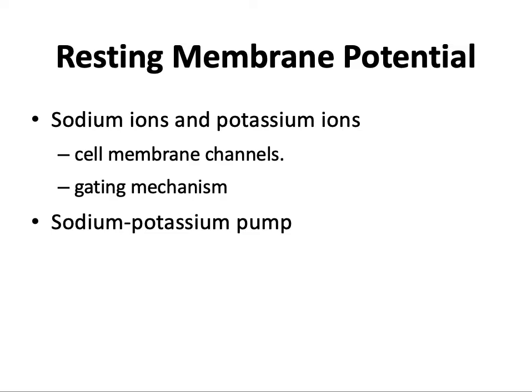Alright, now I'll discuss those ions that help facilitate this whole thing. The sodium ions and potassium ions contribute to a neuron's resting membrane potential. Ions pass through cell membrane channels, and this flow of ions through each channel is controlled by a gating mechanism. That gating mechanism is called the sodium-potassium pump. This is a mechanism in the membrane that contributes to polarization. It increases potassium outside the neuron and decreases sodium inside the neuron.